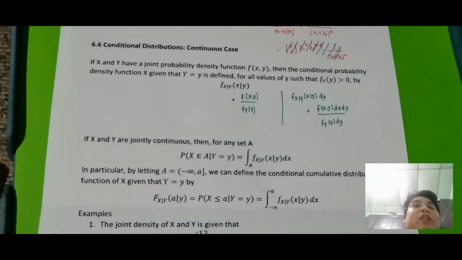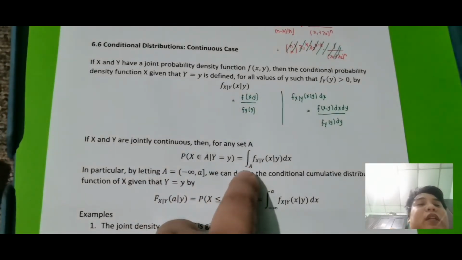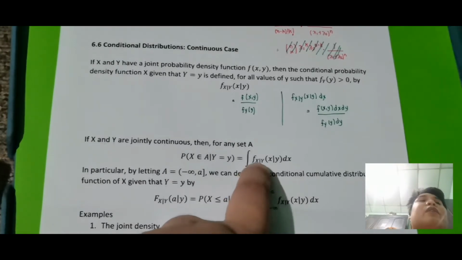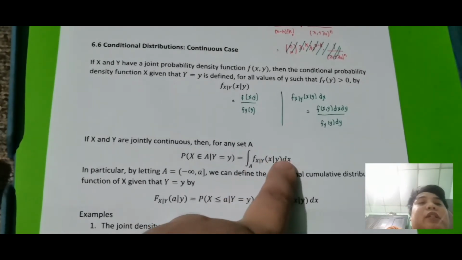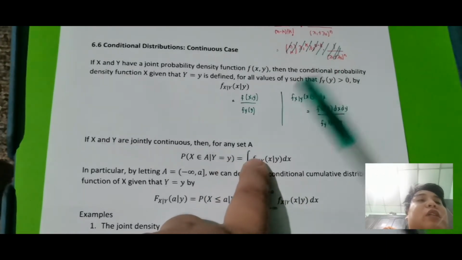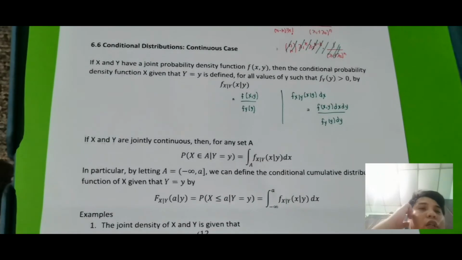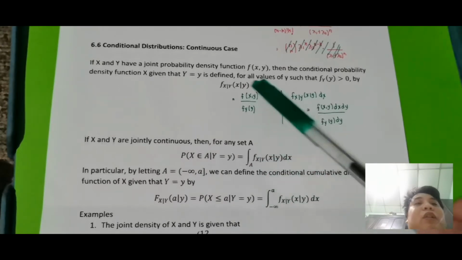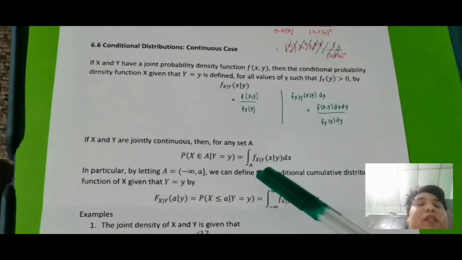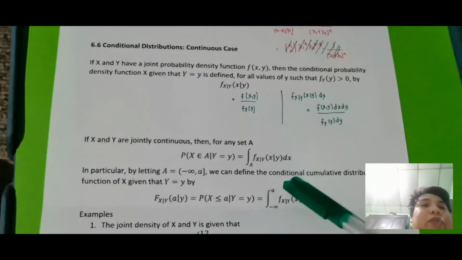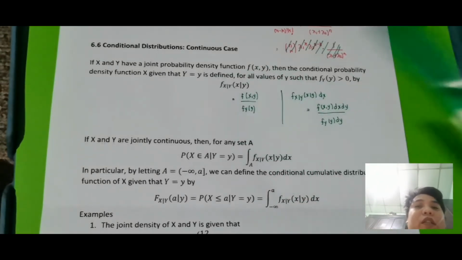Now, if x and y are jointly continuous, then for any set A, the probability of x element of A given that y is equal to y is given by the integral along the set A of f sub x given y of x given y dx. So, ito yung pinaka-general formula. Ito lang yung may dx. Pag nilagyan ko dx, ayun na mangyayari. Okay, so note na ito yung pinaka-general formula na gagamitin natin. So since meron tayo nito, substitute lang natin to. So f sub x given y of x given y, substitute mo to. Then dx, attach lang tayo ng dx. So ganun lang yung gagawin natin.